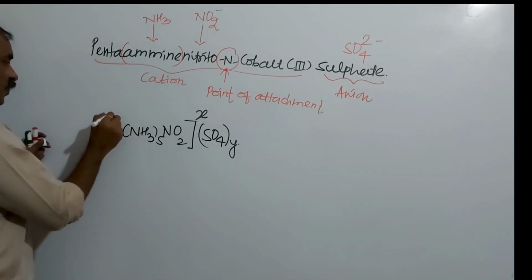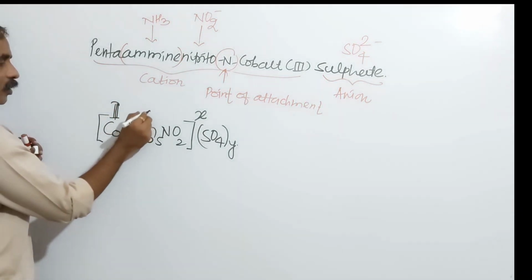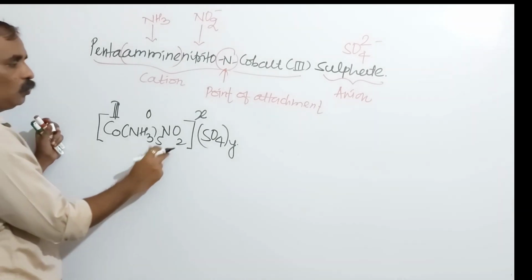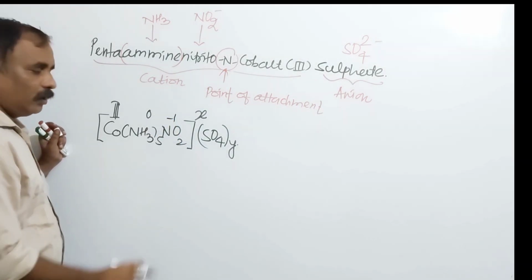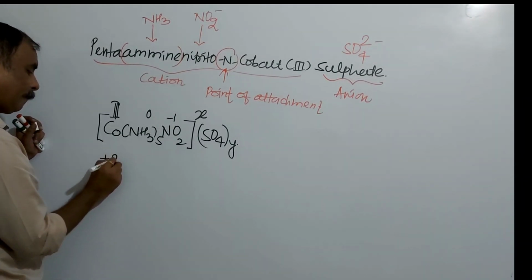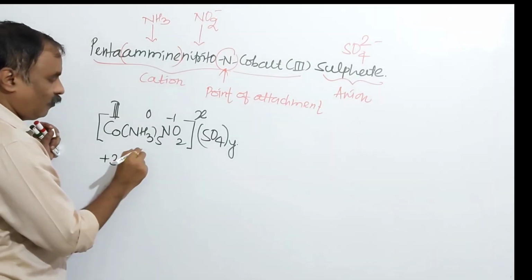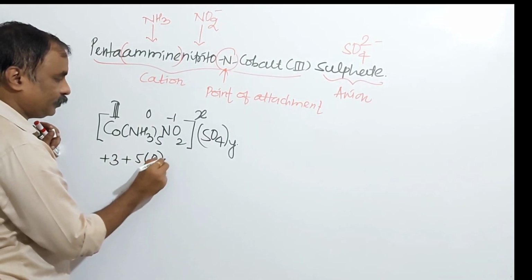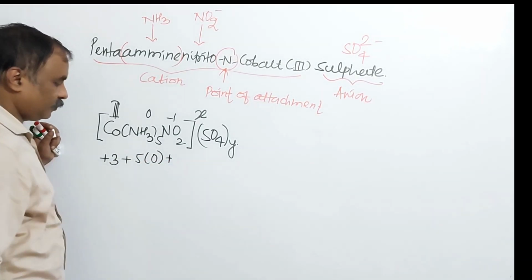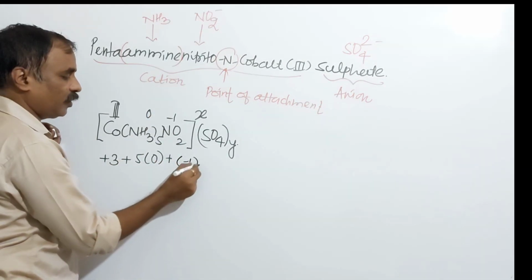Now here the oxidation state of cobalt is given, it is +3. Ammonia is a neutral ligand and carries 0 charge. NO2 carries a -1. And the addition of all these equals x, with +3. Then 5 into 0 plus NO2 carries a -1, and a -1 is equal to x.